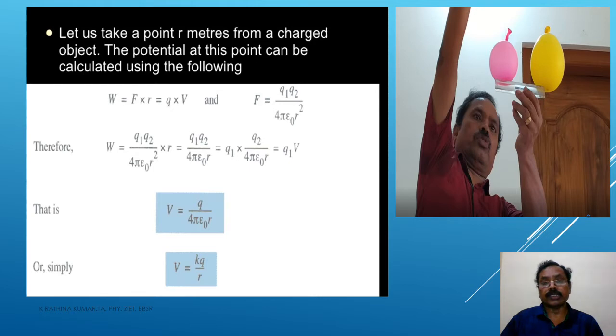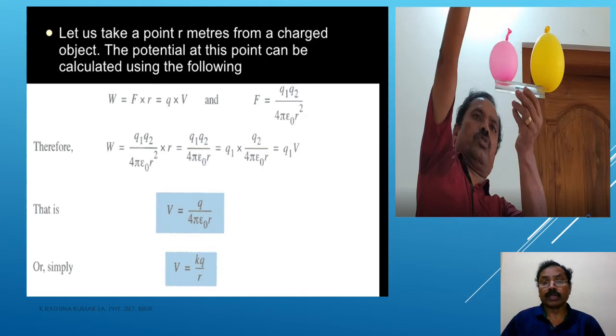Why do we insist on knowing these equations? To understand the concept clearly, normally the work done is equal to force into the distance. Here that is equal to Q into V, because potential is work done by charge. So when you're talking about the work done, it will be the potential into the charge. That's why it is mentioned here.